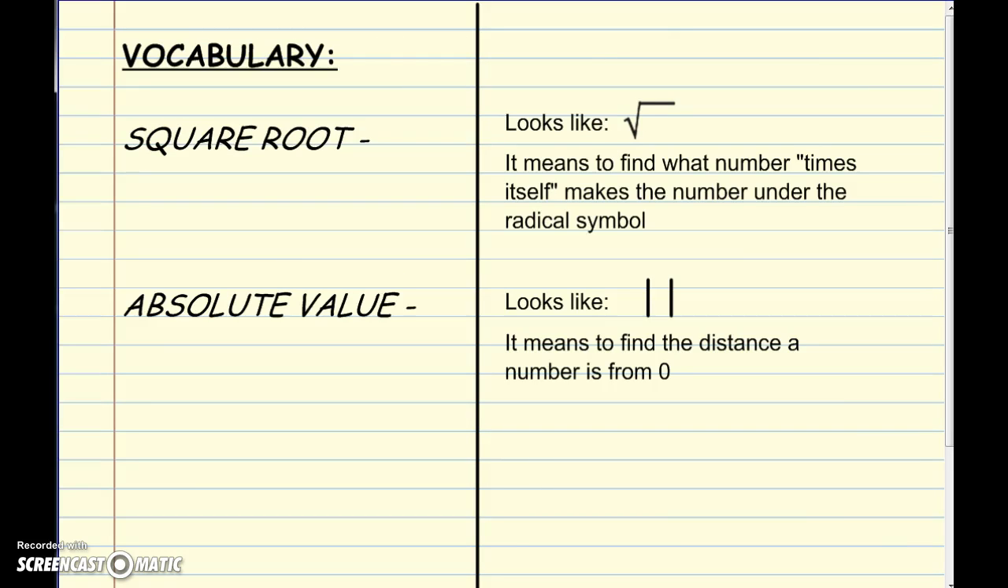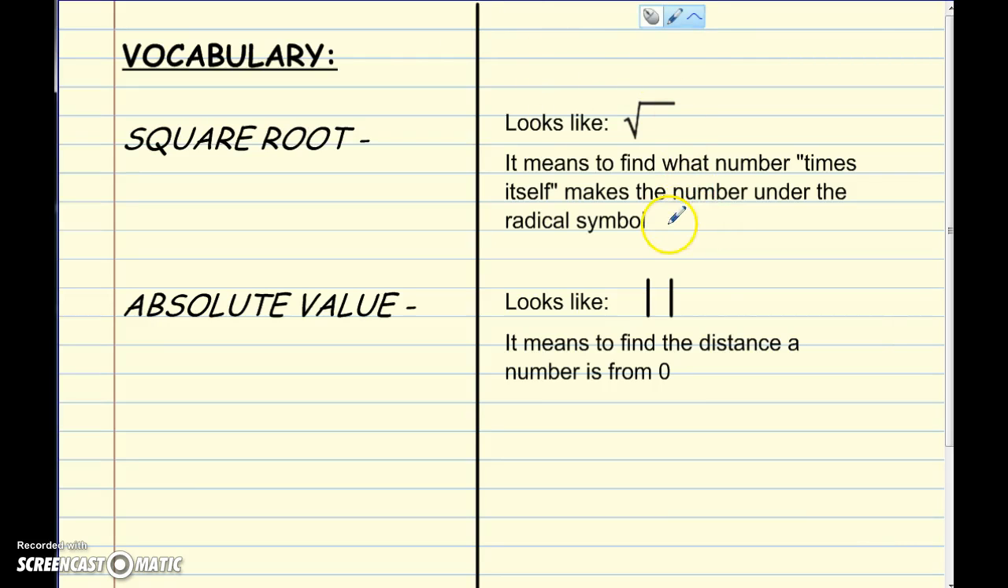So here we are with vocabulary. Go to your vocabulary section and go to the S page. The first one is square root, and the symbol looks just like this one. Kind of like division, but there's this extra little tab or flag on the left-hand side. And square root means to find what number times itself makes the number under the radical symbol.